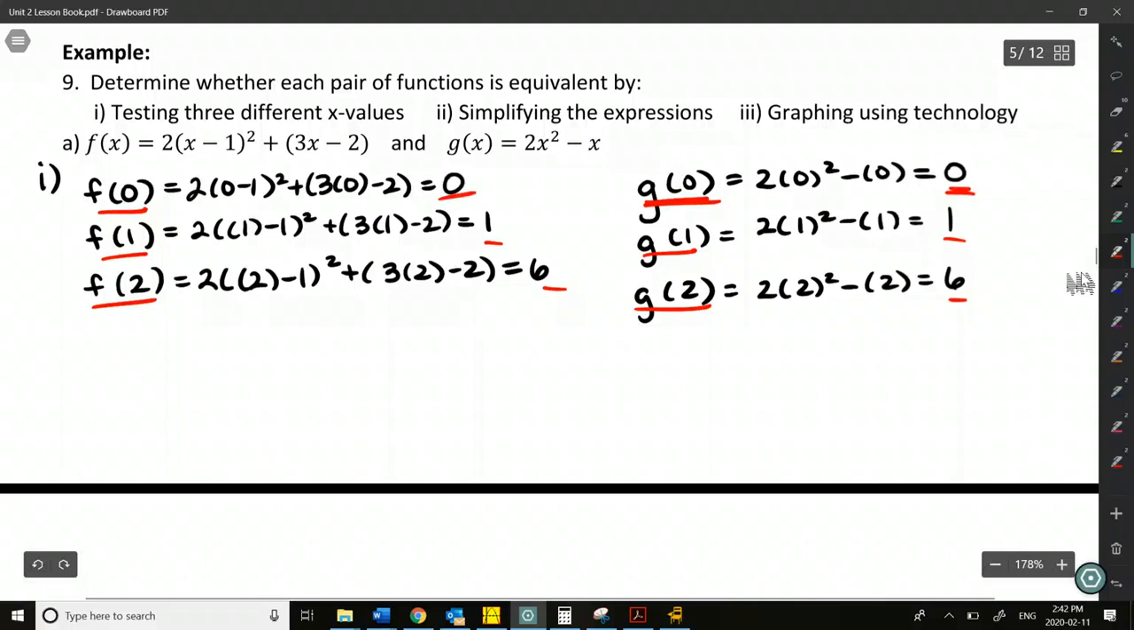All right. So, I think we can probably confidently say if all three of those things are equal, the chances of those expressions not being equivalent and 3 different x values being the same in both of those is pretty slim. So I think for that one, we could say, therefore, these expressions are equivalent.